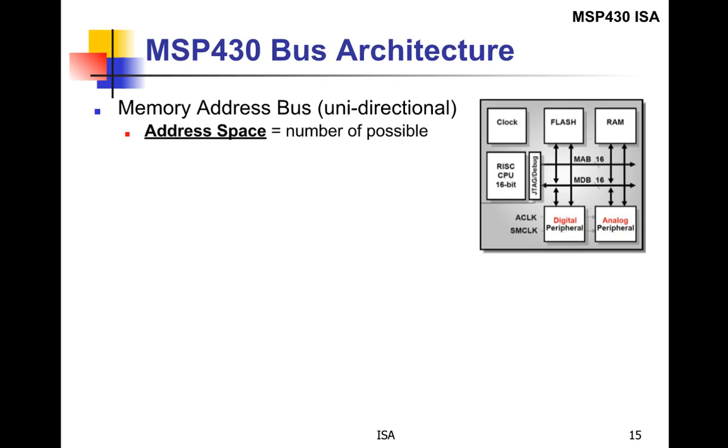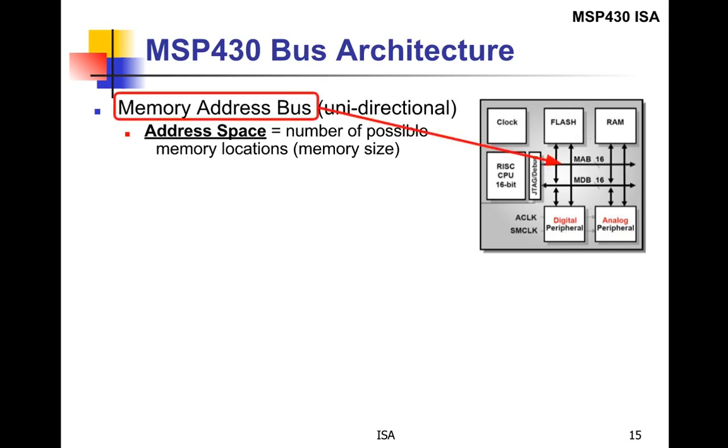The address space is the number of possible memory locations, and that basically tells you your memory size. So there's the memory address bus, they call it the MAB. The memory data bus is actually bidirectional because the CPU can send data to memory to be written to memory, or we can read from memory to be written to the CPU.